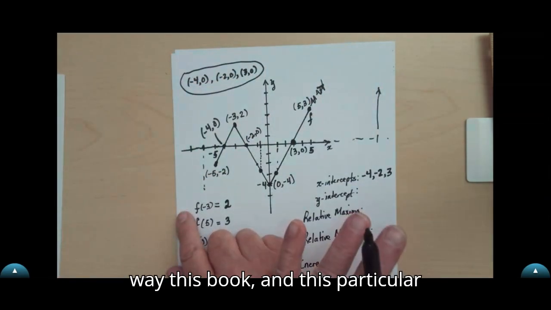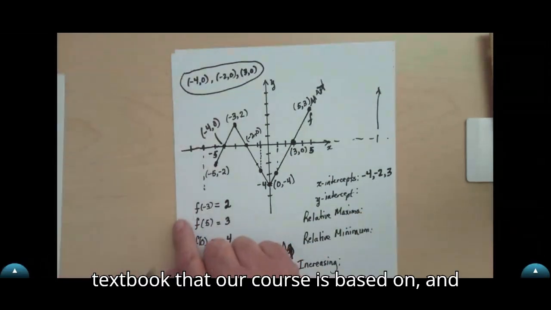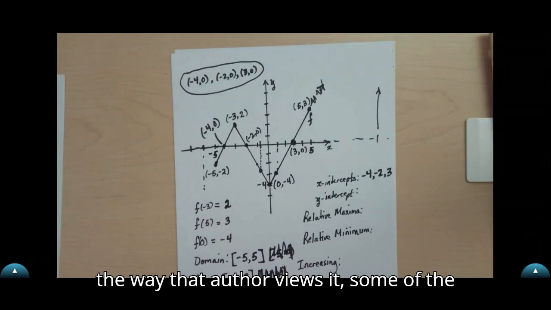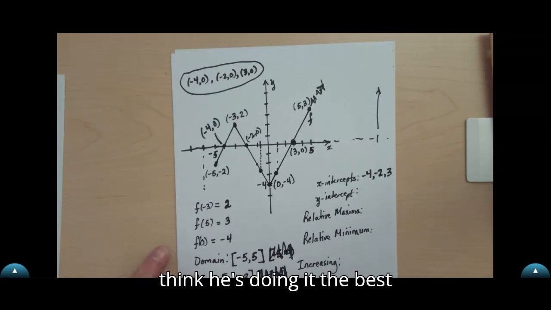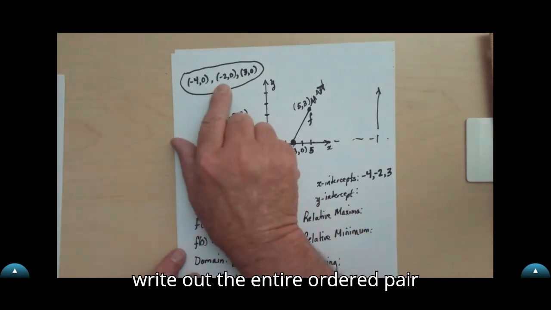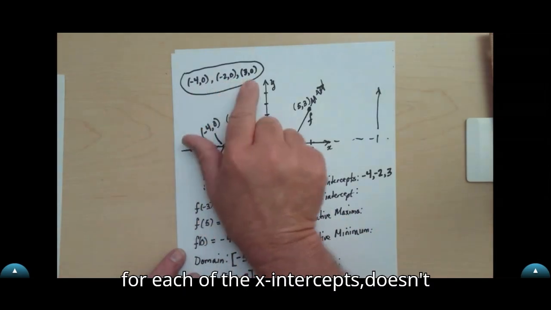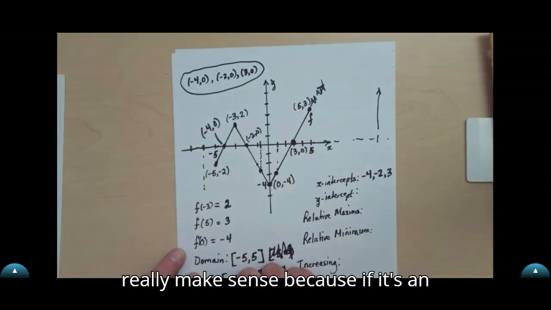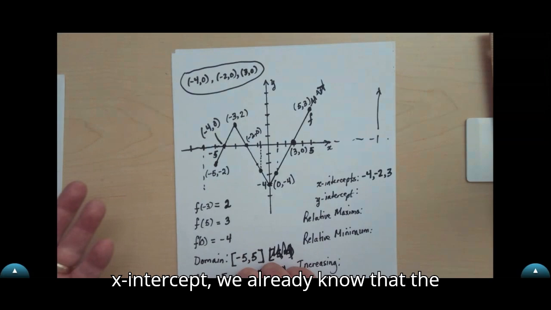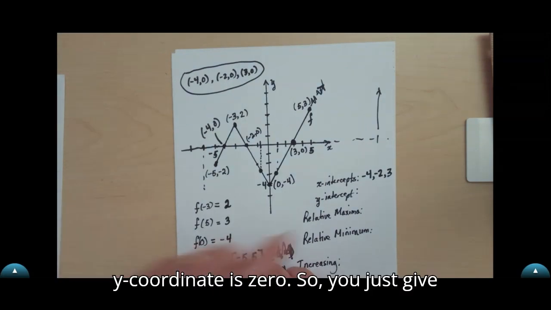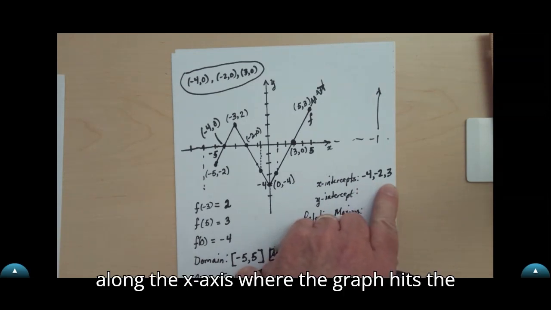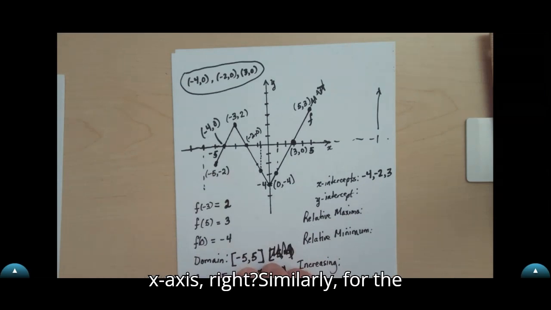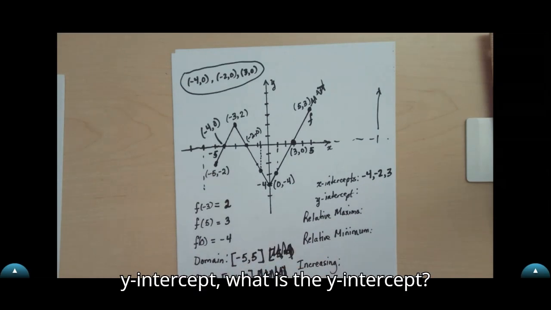So the way this particular textbook that our course is based on, and the way that author views it, some of the ways he views things I don't think are the best ways, but this is a case where I think he's doing it the best way, because to make you write out the entire ordered pair for each of the x-intercepts doesn't really make sense, because if it's an x-intercept, we already know that the y coordinate is 0. So you just give the x values along the x-axis where the graph hits the x-axis, right? Similarly, for the y-intercept, what is the y-intercept?